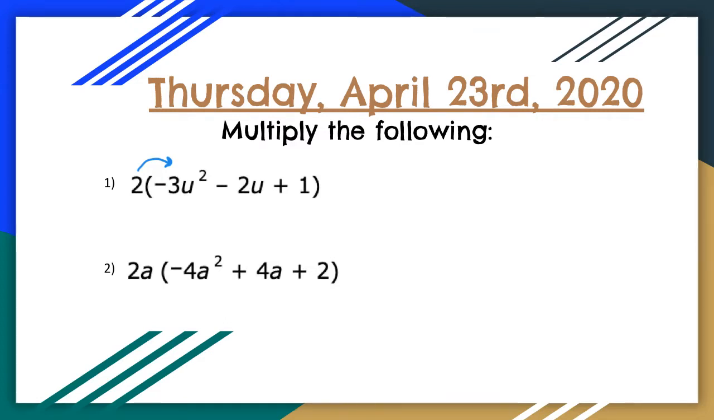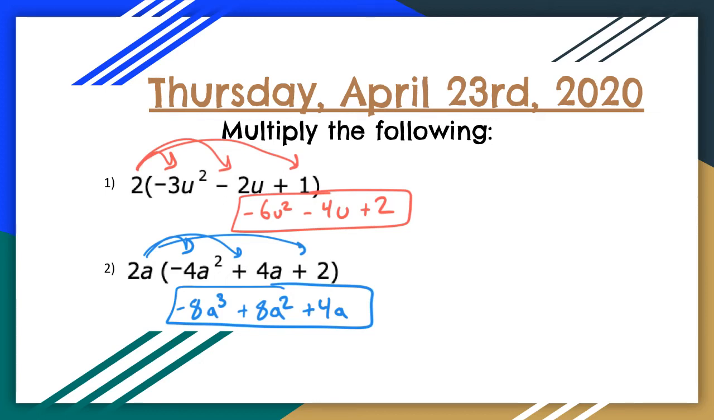Now that you've entered in those answers on the side, I'm going to switch over, and this is just going to show the answers to these two questions, so you can check your work. Here, we've distributed the 2 to the negative 3u squared, giving us negative 6u squared, and likewise for the rest of that multiplication. Same thing with question 2. Distributed that 2a, leaving us with now a cubed, a squared, and a for our terms. Please let me know if you have questions on these. Now let's go ahead and move on.